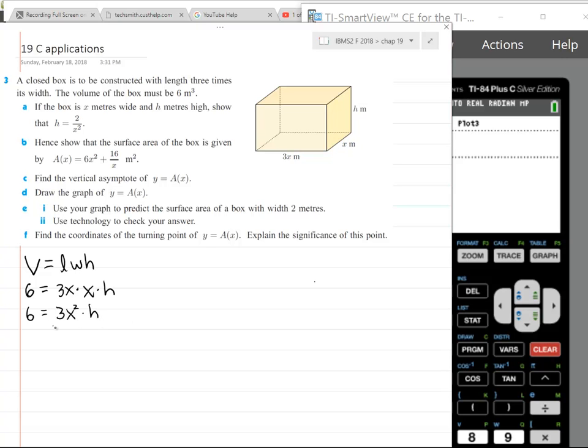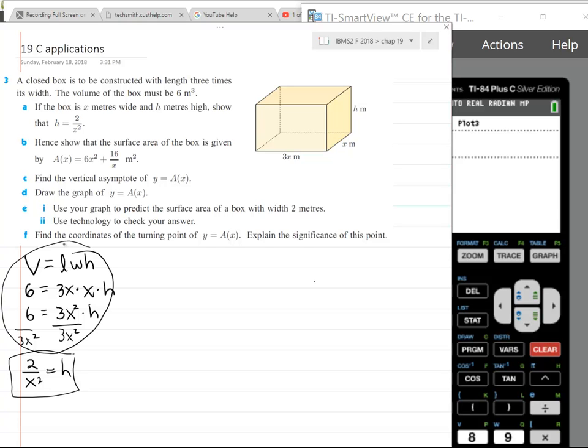Divide by 3x squared on both sides, and you're left with 2 over x squared equals h. So there we just showed it with all of this work, that the height is equal to 2 over x squared. Part B: hence, show that the surface area of the box is given by A of x equals 6x squared plus 16 over x meters squared.